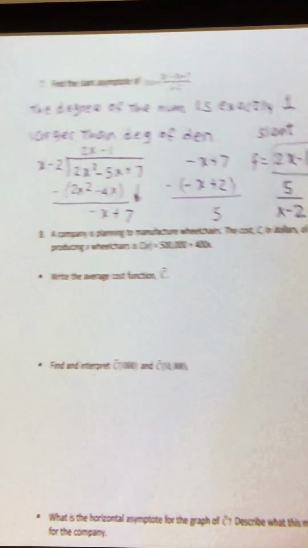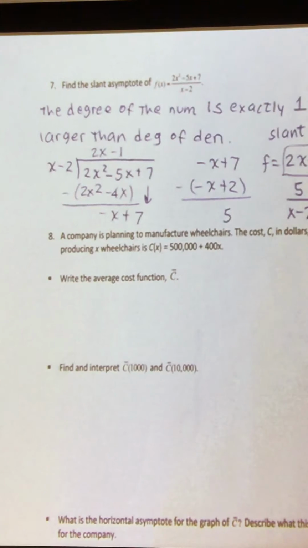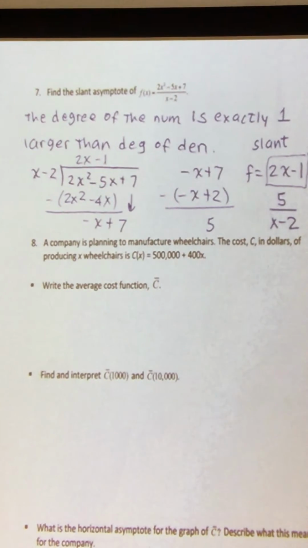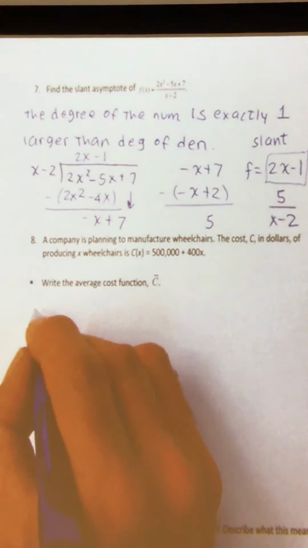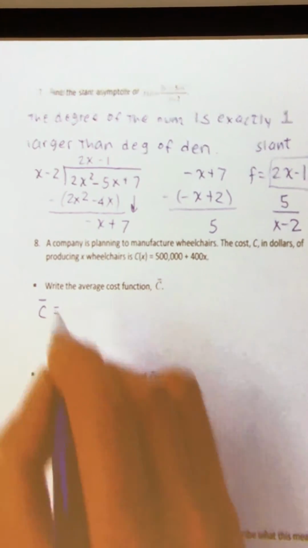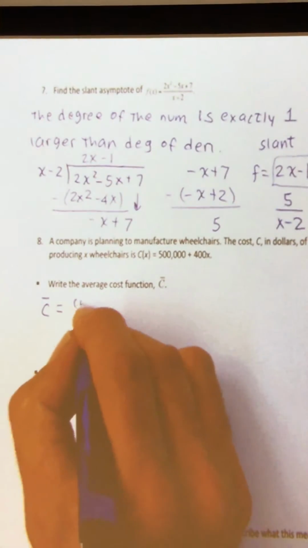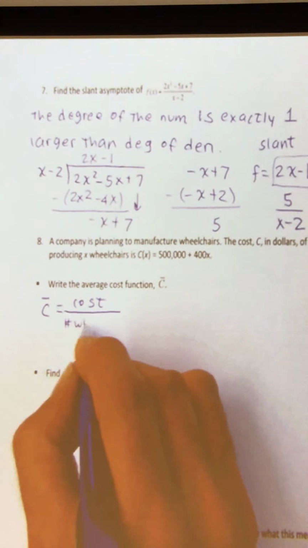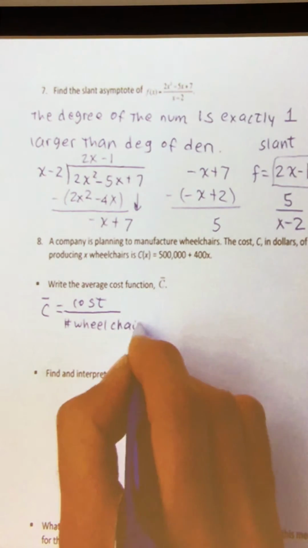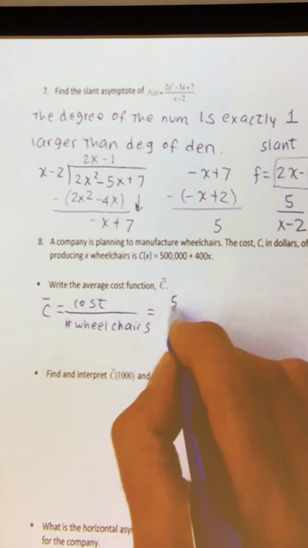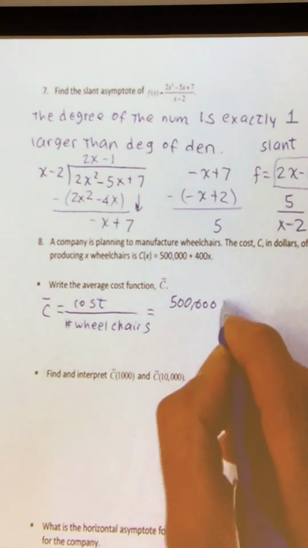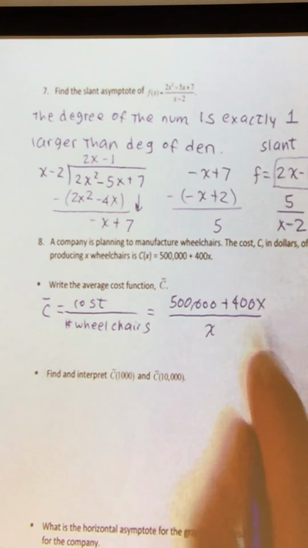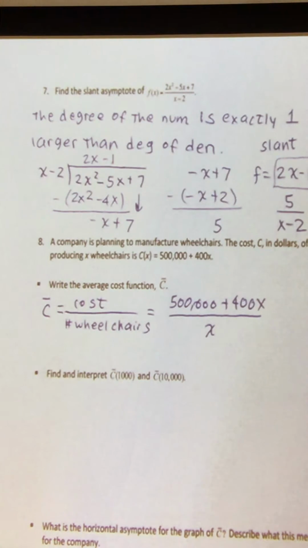Problem number 8. Companies planning to manufacture wheelchairs, and we have the cost function given to us in dollars by 500,000 plus 400x. Write the average cost function, C bar, it is pronounced. To do this, we take the cost and divide it by our variable x, which in this case is the number of wheelchairs. So we take the function as given, 500,000 plus 400x, and divide that by the number of wheelchairs, which is our variable x. And that is our average cost function.